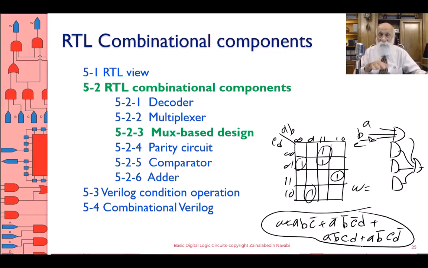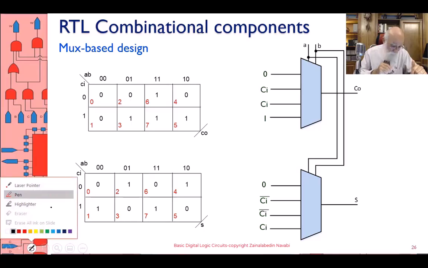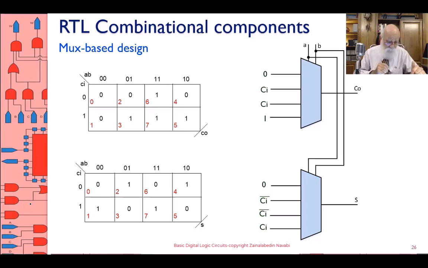So that's the subject I'm discussing now. Let's say I'm given two 3-variable Karnaugh maps. These are C, O, and S. We will later on know what these are. And there are ones here and then the zeros everywhere, right?